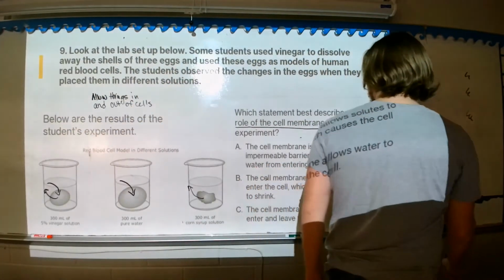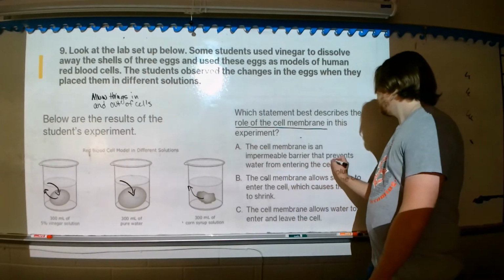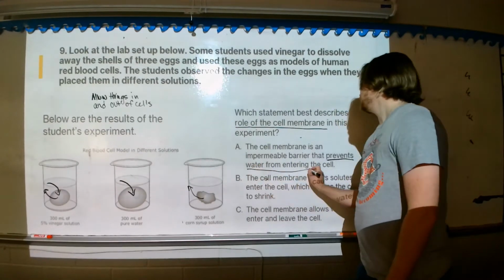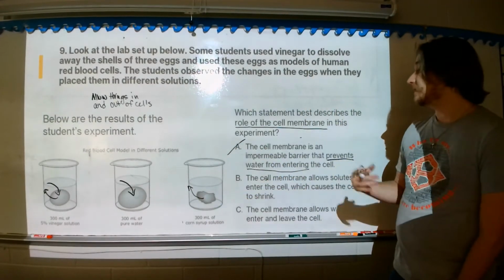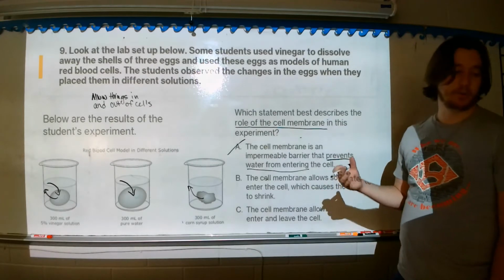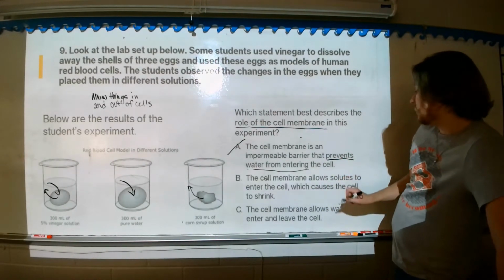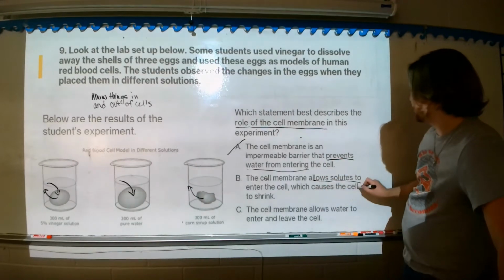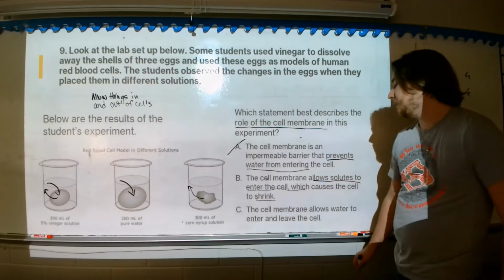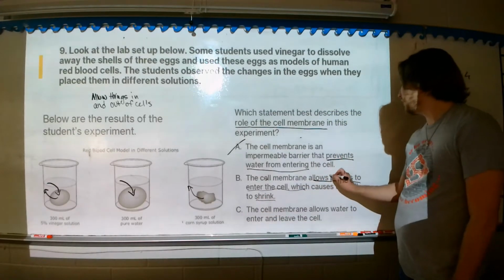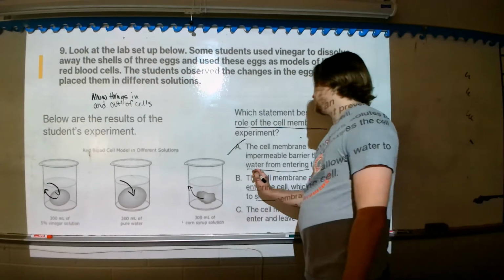A says the cell membrane is an impermeable barrier that prevents water from entering the cell. I know that because it's preventing water from entering, that is wrong because water is obviously going in and out. We also know that in osmosis, water is able to move through the cell membrane. B says the cell membrane allows solutes to enter the cell, which causes the cell to shrink. There's a couple problems with this one. Number one, we know in osmosis, solutes don't enter the cell, but water does. So I can go ahead and cross that out.